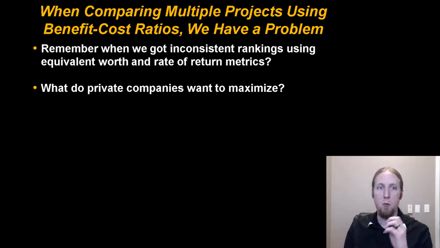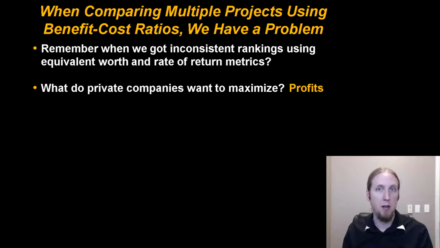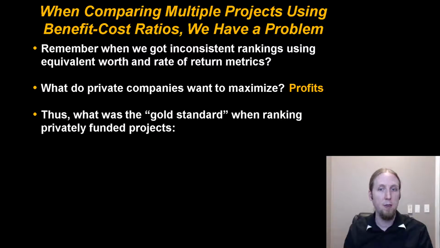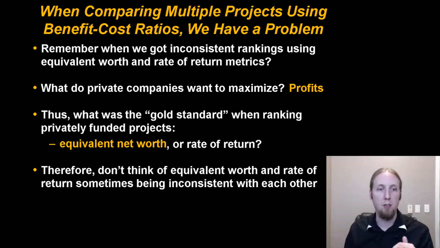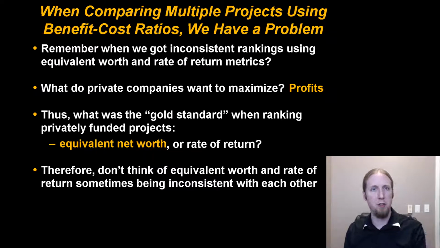But what private companies want to maximize is their profit, right? And that's in absolute terms and not in terms of a rate of return. So we've got the same issue here as we did when we were using the rate of return to make decisions, is that the gold standard was always the equivalent net worth, not the rate of return. And so we don't think about the equivalent worth and the rate of return giving inconsistent answers.